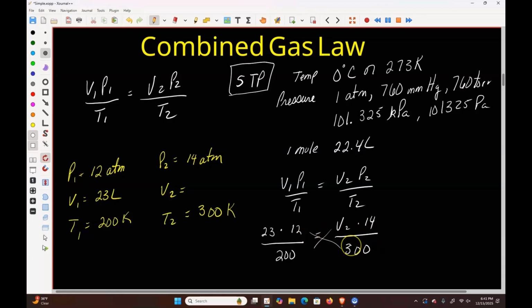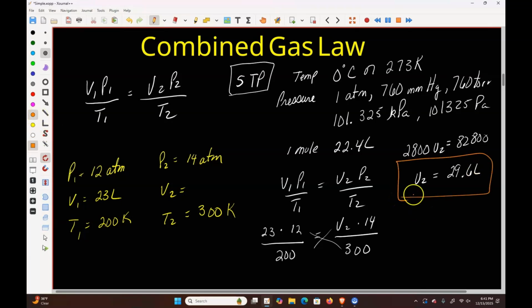So we'll cross multiply. When we cross multiply, we'll get 2,800 V2 is equal to 82,800. So our V2 will be equal to 29.6 liters. So that's an example of the combined gas law.